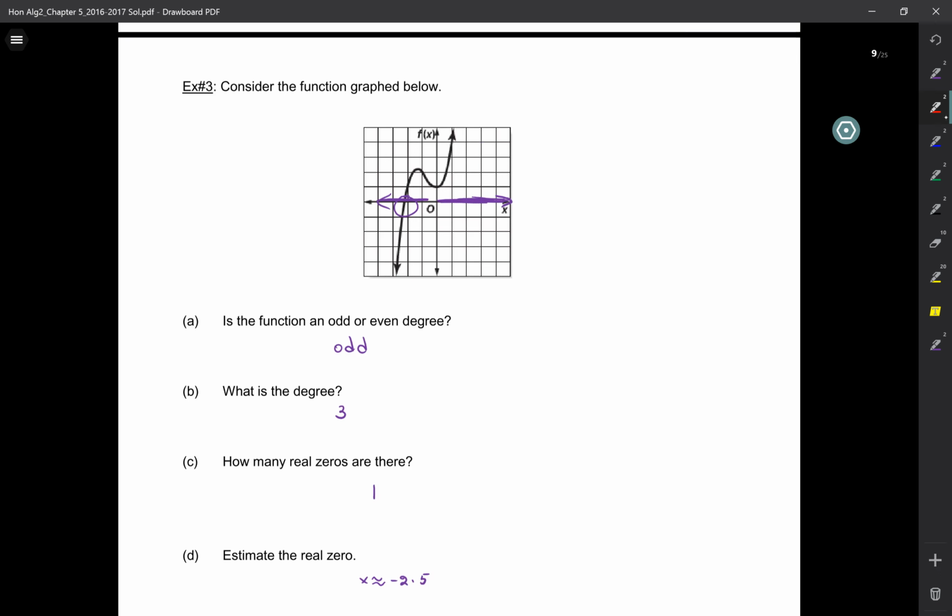So, here's a little secret for the degree. Okay? How many times does it turn around? It turns around twice, right? So look, here it turns around one time and one time there. You look at the number of times it turns around and add 1. Yeah. The number plus 1 is the degree.